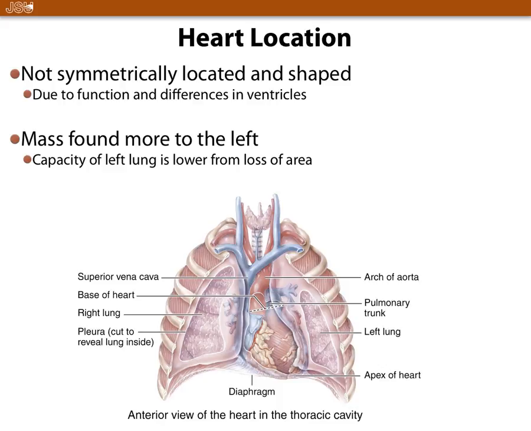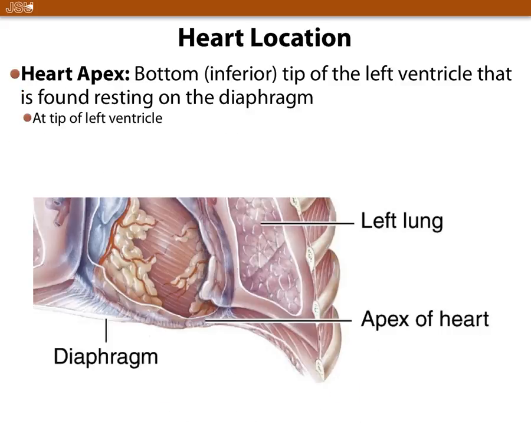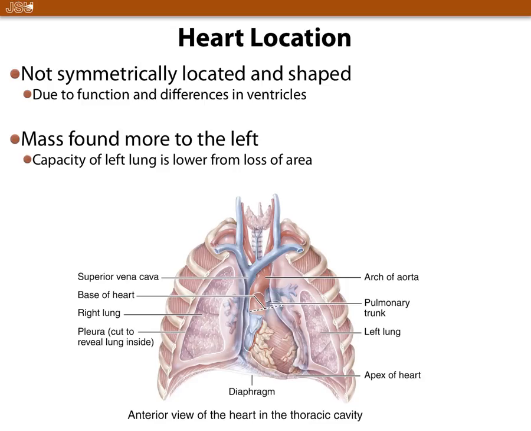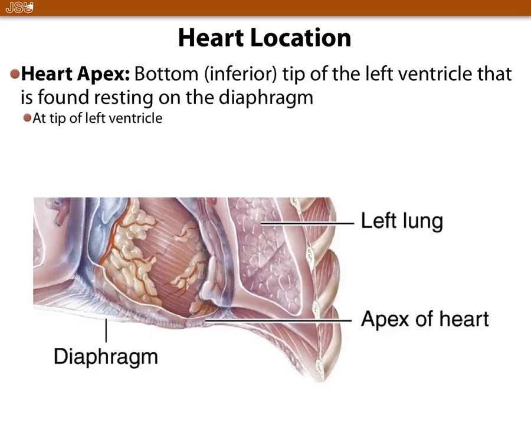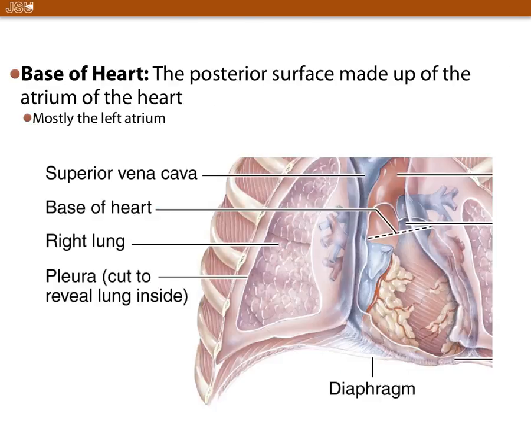Heart location, it's not symmetrical. It's focused on the left side, and the tidal volume of the left lung is actually less than the right lung because of the influence of the heart. We'll talk more about this with respiration, but we're going to see that the left lung actually has 2 lobes, whereas the right lung has 3 lobes. Just stock definitions.